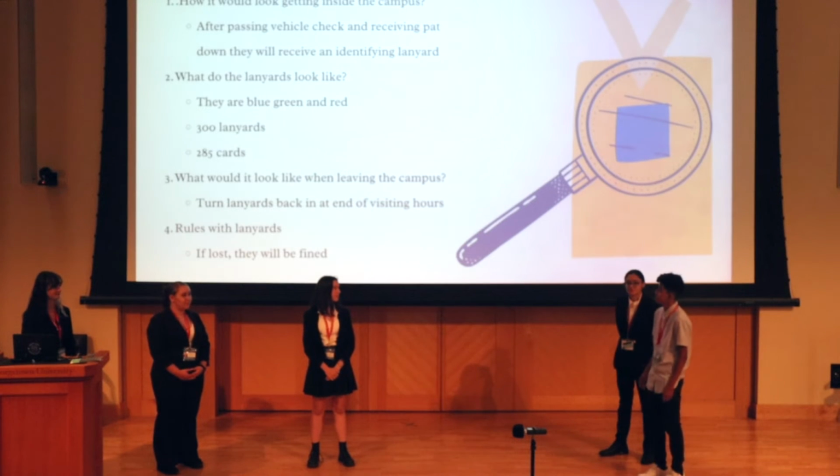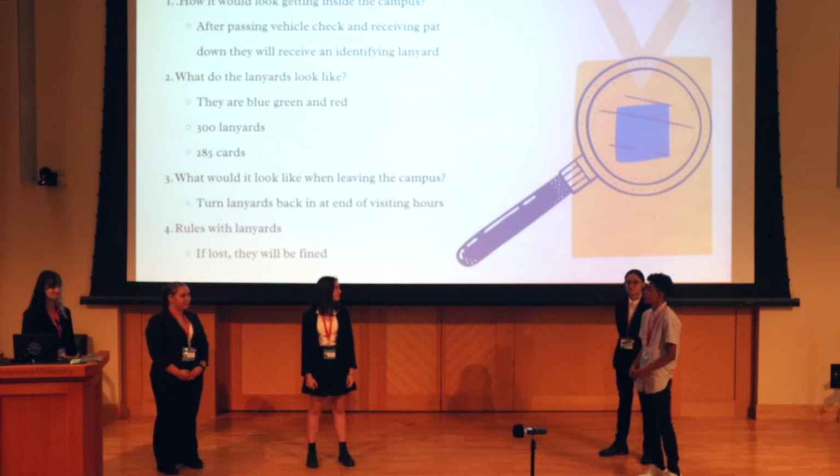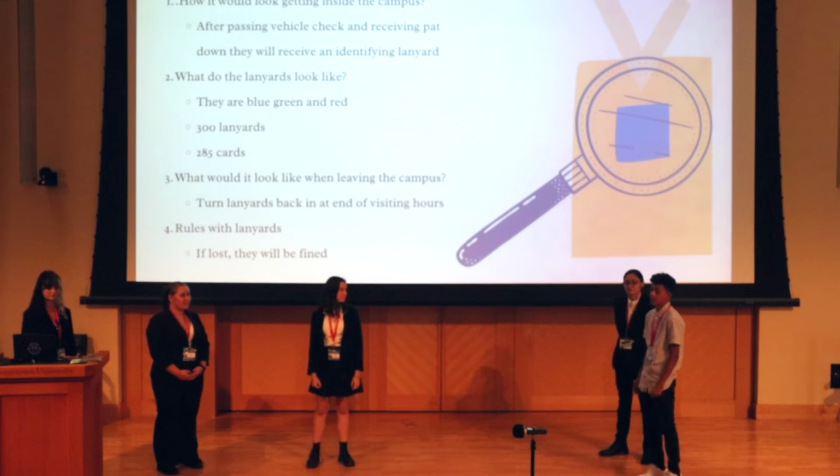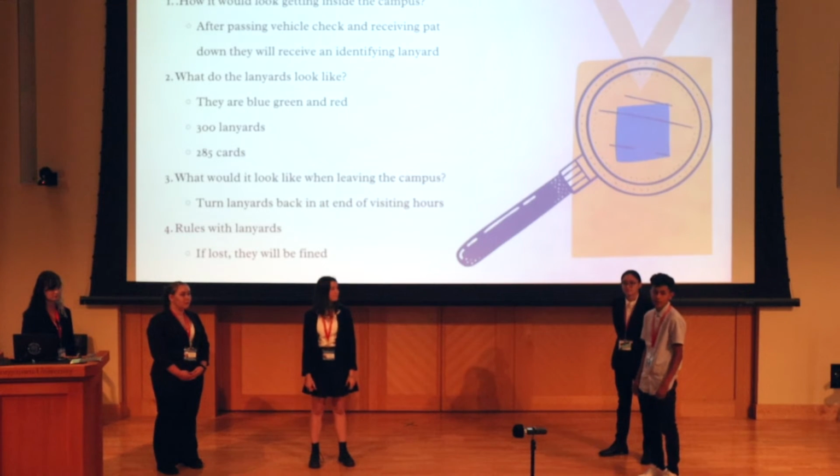Lanyard. How would it look getting inside the campus? After passing vehicle check and receiving pat-down, they will receive an identity lanyard. What do the lanyards look like? The lanyards are blue, green, and red, and there are 300 lanyards with 285 cards. What would it look like when leaving the campus? You should turn in your lanyards to the same spot where you entered. Rules with lanyards: if the lanyards are stolen or missing, you will be charged with some fees.